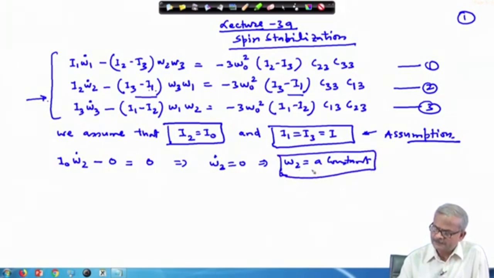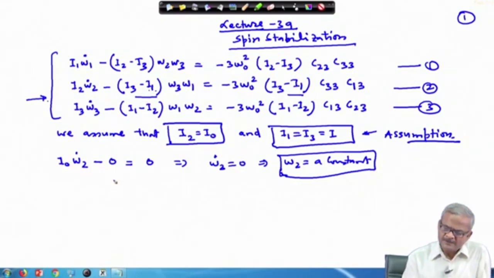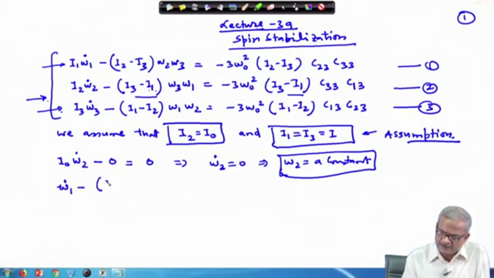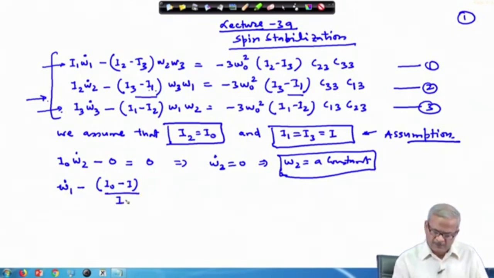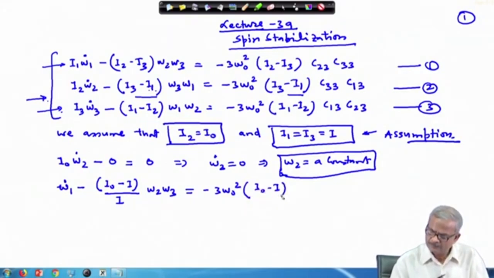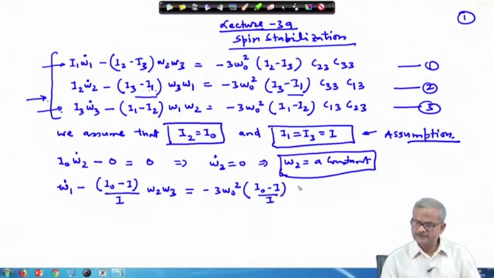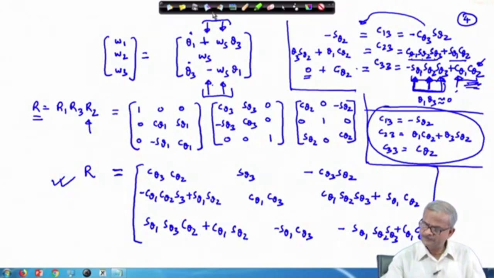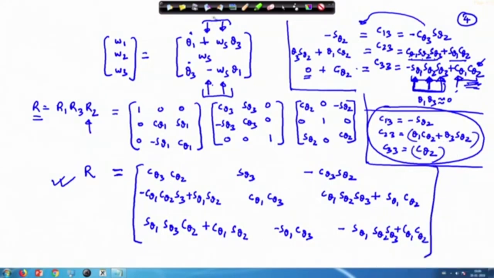So, under this situation, a constant angular velocity can be maintained along the two body axis. The rest we have to deal with is the first and the third equation. The first equation we can write as omega 1 dot times (I0 minus I) divided by I, and then omega 2 omega 3 equals minus 3 omega 0 square, and C23 and C33. We pick up C23 and C33 from this place and insert them there, theta 1 c theta 2 plus theta 3 s theta 2.